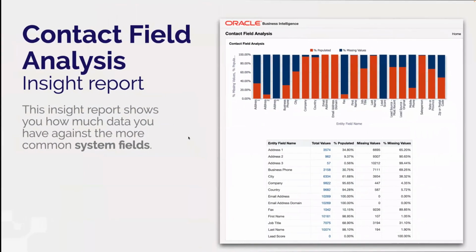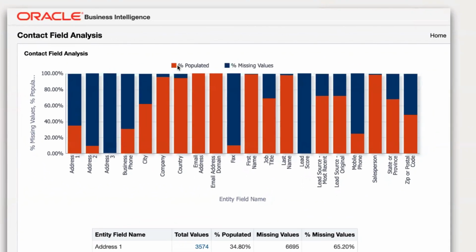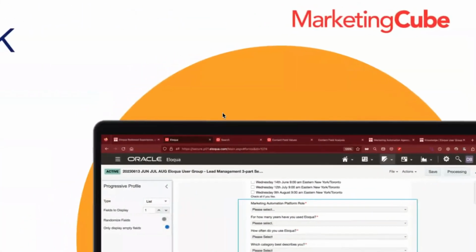So another way that you can look at some of your existing data to understand how good the data is and how much you've actually got available, there is an insight report that you can access called contact field analysis. What this does, it doesn't show you every single contact field, but it shows you the main sort of demographic type of fields that you would want to have a look at. You can see there by the legend, the red is showing percentage populated, and the navy is percentage of missing values. So in Marketing Cube's world, you can see we have very few fax numbers stored in our database, but we have, moved too quickly there.